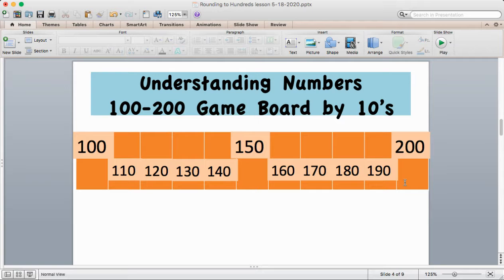If you're thinking back to your basic number line, then you'll see these numbers visually in your head the same way you saw 1 to 10, although these are into hundreds. So now we have 100, 110, 120, 130, 140, 150, 160, 170, 180, 190, 200. So anything 140 and below is rounded to the 100. Anything 150 and above is rounded to 200. Okay?